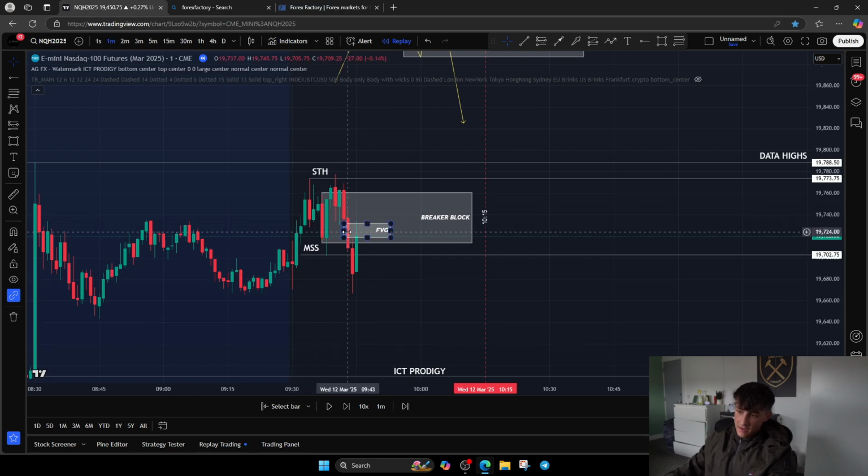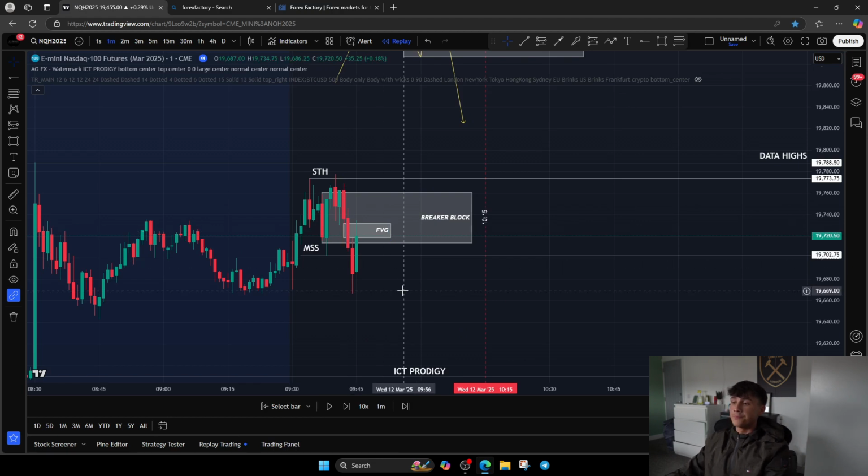There's orders stuck in this area. He's come back, tapped those orders, and then shot price back down. So you can't just take any fair value gap because they're not going to work.